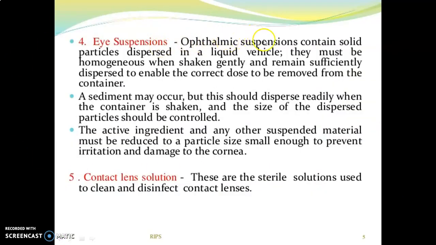Eye suspensions. Ophthalmic suspensions contain solid particles dispersed in a liquid vehicle. They must be homogeneous when shaken gently and remain sufficiently dispersed to enable the correct dose to be removed from the container. A sediment may occur, but this should disperse readily when the container is shaken, and the size of the dispersed particles should be controlled. The active ingredient and any other suspended material must be reduced to a particle size small enough to prevent irritation and damage to the cornea.